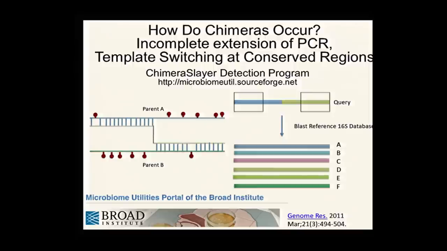So the way that you look for chimeras is that within Chimera Slayer, you are blasting this sequence and saying, tell me what this matches. And a chimera will be returned as a chimera if these two blasts don't match the same sequences.